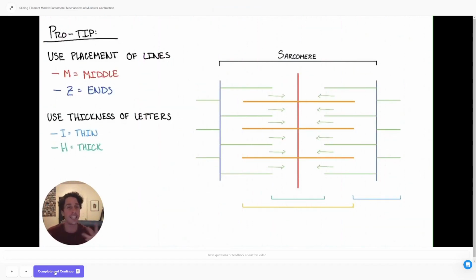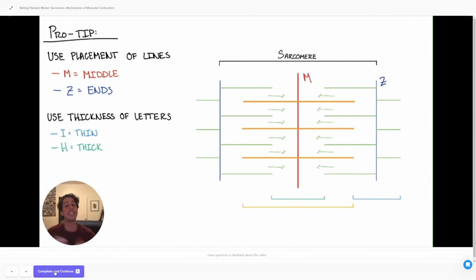Alright, so I like to use the placement of the lines to help me remember the names of the lines. Like I was talking about before, we have this one right here in the middle. So that, of course, is going to be our M line. And then these ones are at the ends. And so at the ends of the alphabet, we have the letter Z. So we have our M line and our Z line right there. So I'm just going to go ahead and write these in real fast. We're just going to put M, and then we're going to put Z right here next to the end ones.